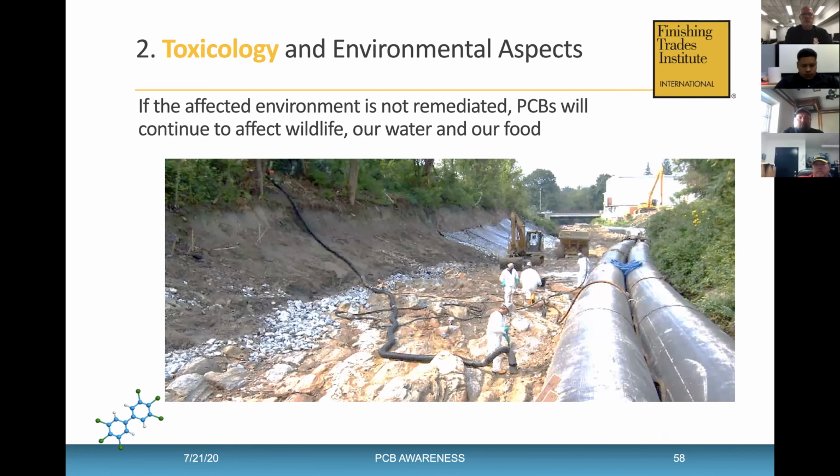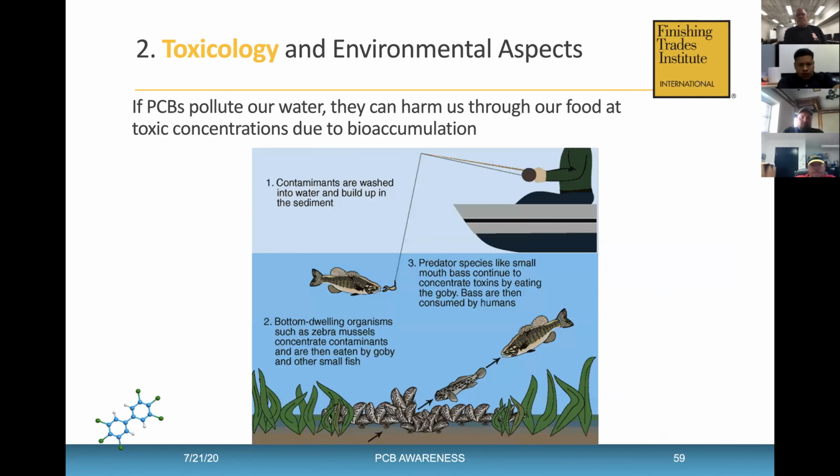Here we've got an example again, the same project. This is out in the Hudson River Valley. Basically, they drain the river so they can vacuum up the PCBs, because this stuff is heavy. It sinks to the bottom, it gets into the sediment. Very difficult to get up. So there's a picture of me for Thursday out in the boat.